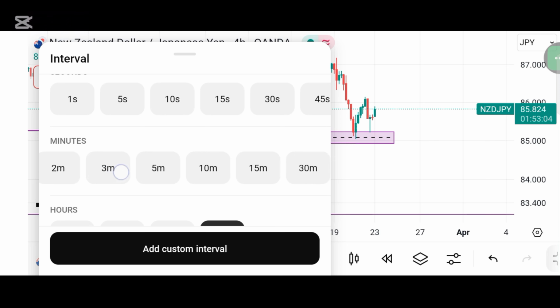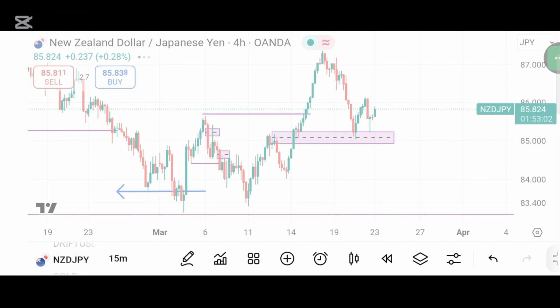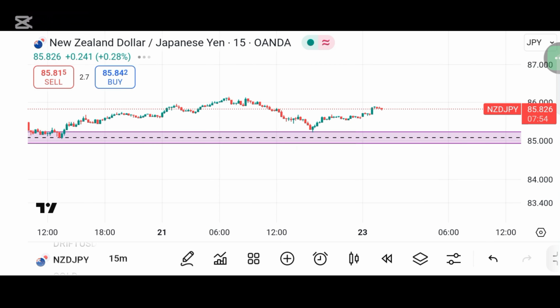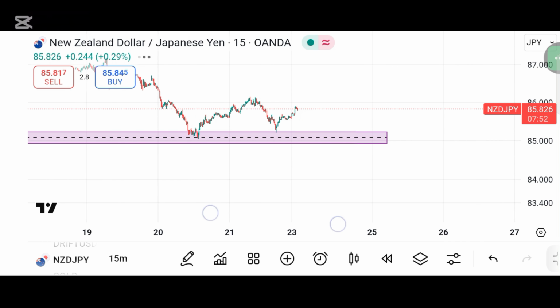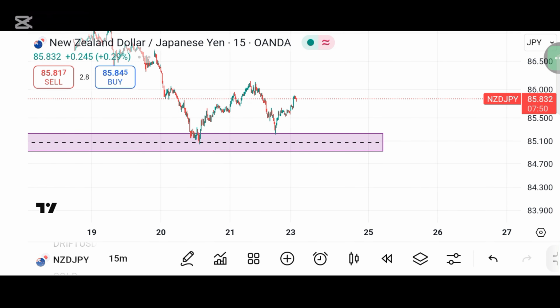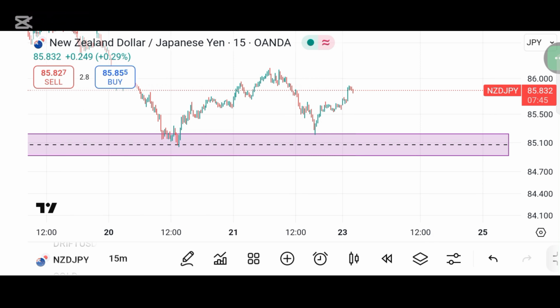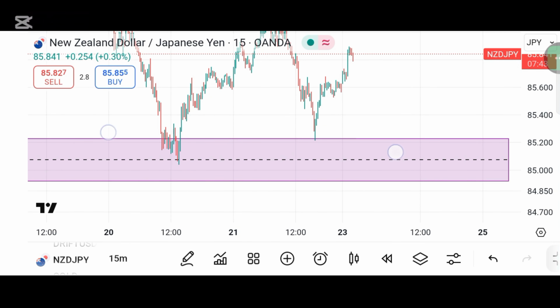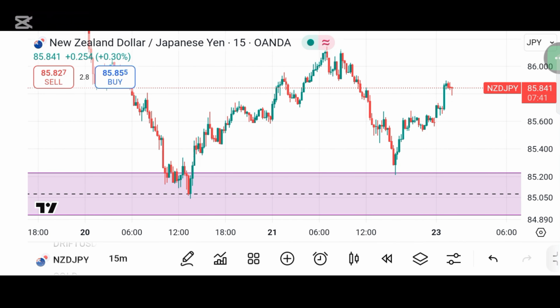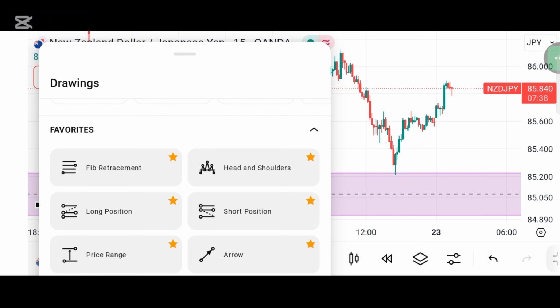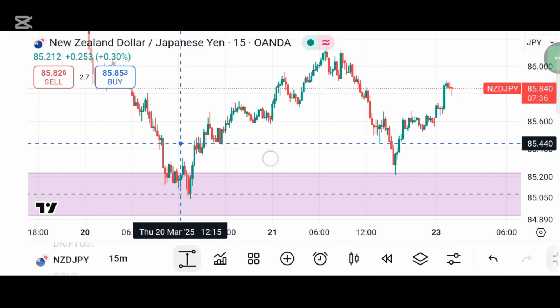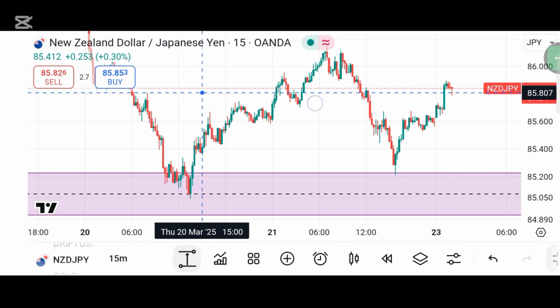So let's say, for instance, we're using the 15-minute time frame. If you are going to the 15-minute time frame, we want to see a shift in market structure here, which is going to help us enter this market. Now if you see what has been happening here, after this reaction here, we actually created a shift in market structure.